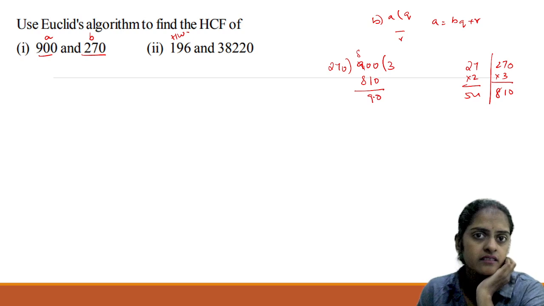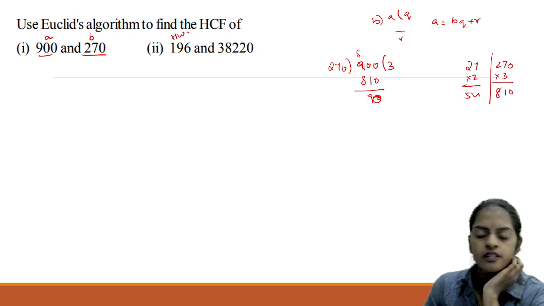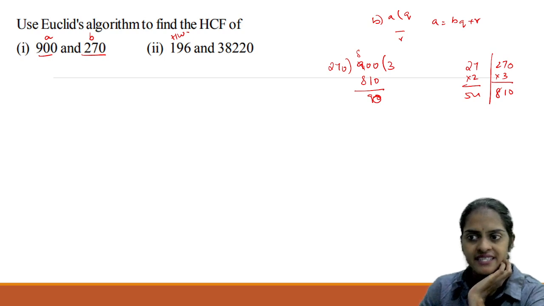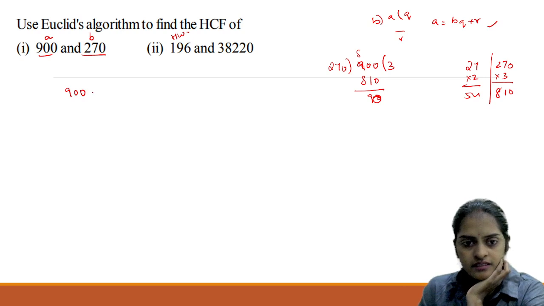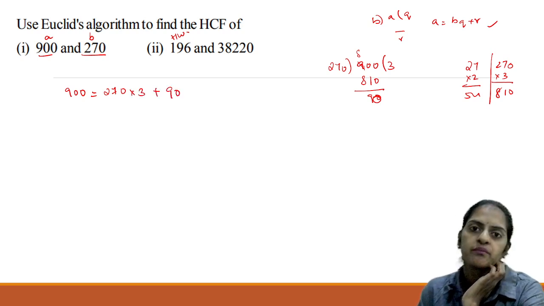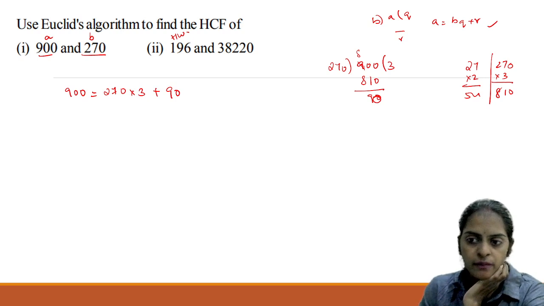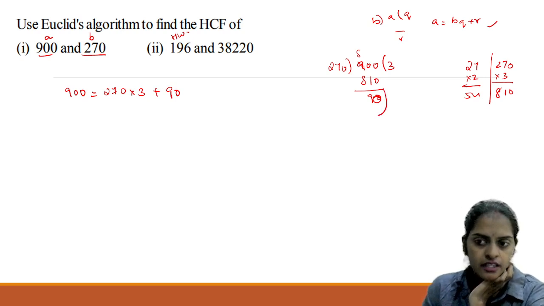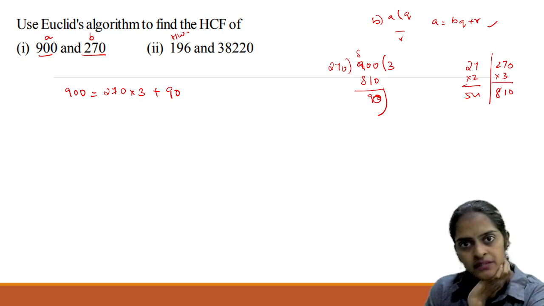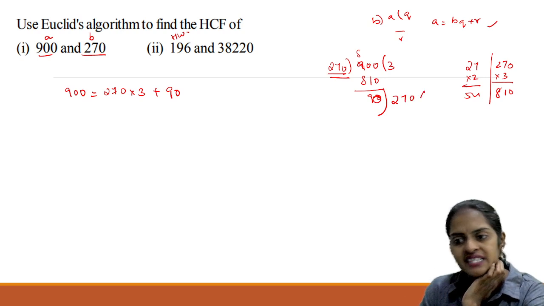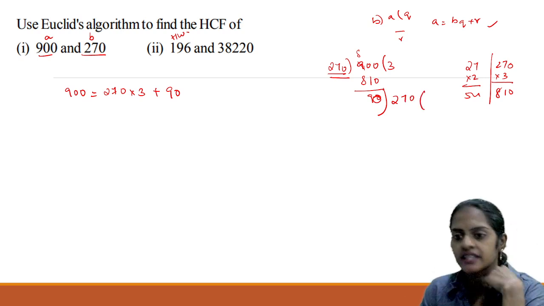90 as the remainder. Okay, so this first division, let us write it like this. Dividend is equal to divisor into quotient plus the remainder. Now I hope you remember this method, continued division. Now this remainder 90 will become the divisor. This 270, the previous divisor, will become the dividend now.